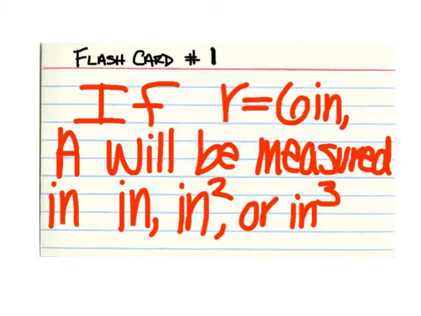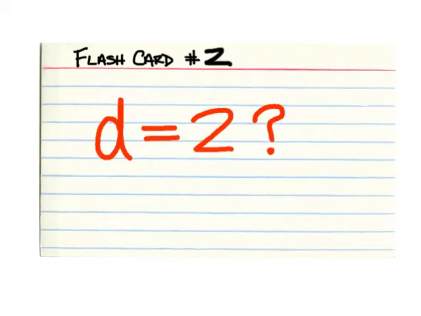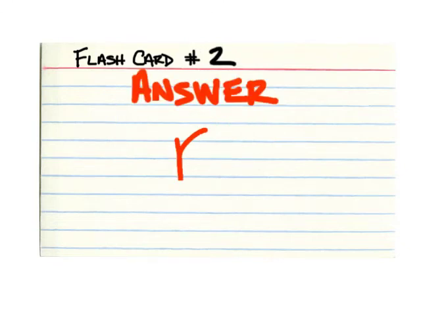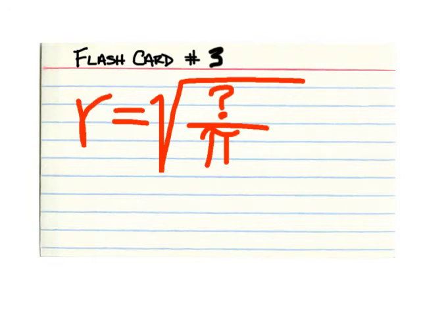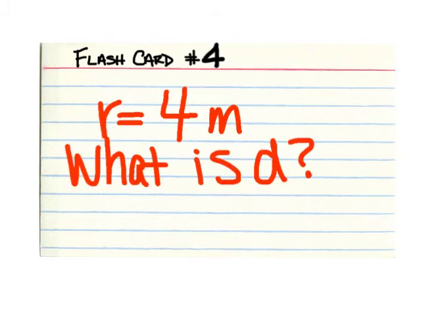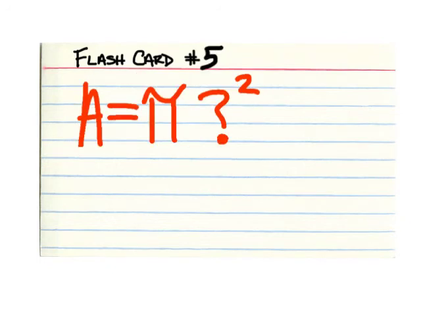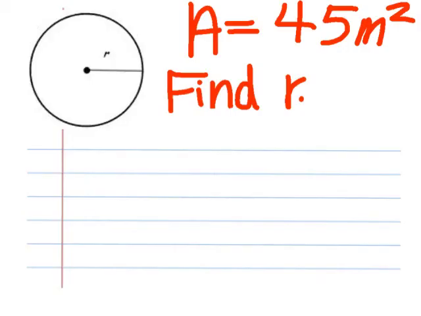Flashcards, answer these out loud. If R is 6 inches, A will be measured in inches, inches squared, or inches cubed? Inches squared. Diameter is 2 times what? The radius. Yes, diameter equals 2 times the radius. R equals the square root of something over pi. Area. R equals 4 meters. What is diameter? 8 meters. 8, yes. A equals pi times something squared. R. R is right.